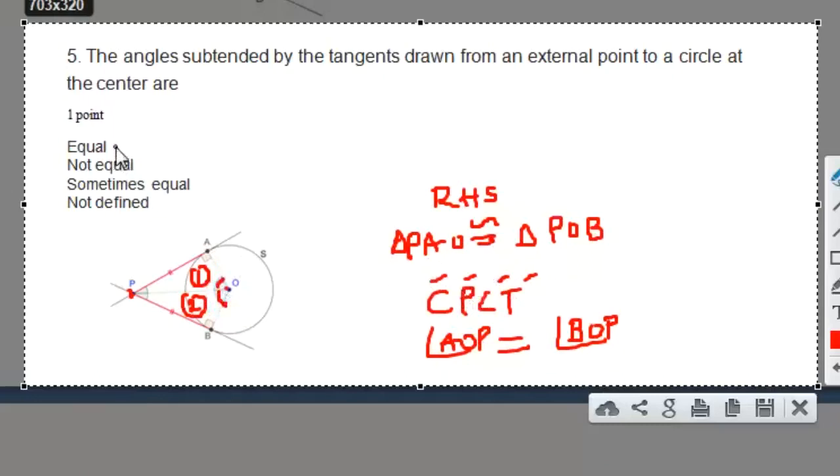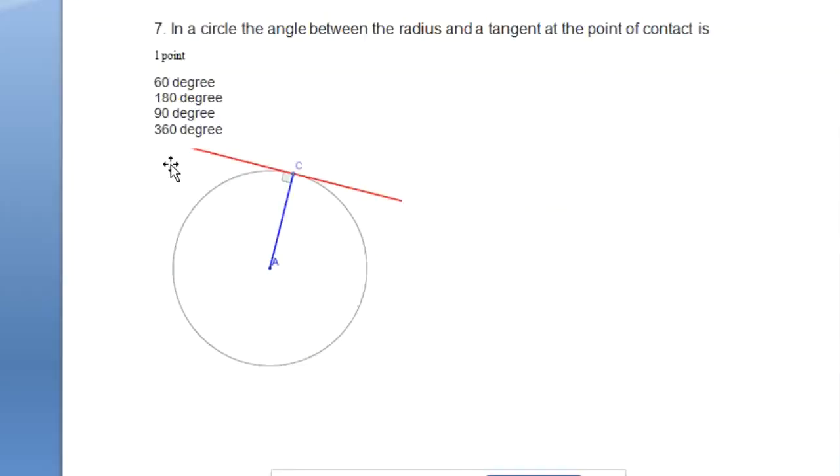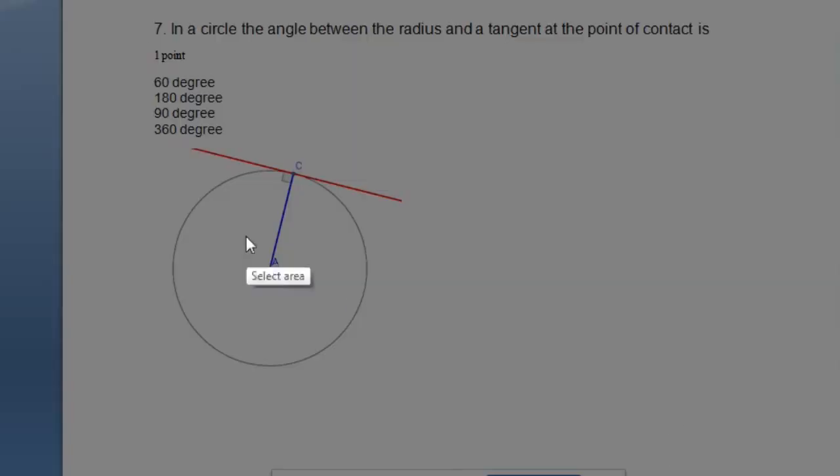So the correct option for this question is equal. We'll see the 7th question. In a circle, the angle between the radius and a tangent at the point of contact is, the options are 60, 180, 90 and 360 degrees. This is the basic question in this chapter.